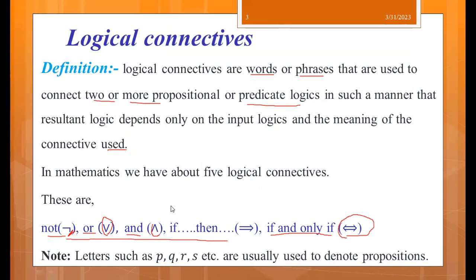By the way, a simple proposition can generally be represented by any small letter of the alphabet, such as P, Q, R, S, or any other letters, just to represent or denote any proposition.